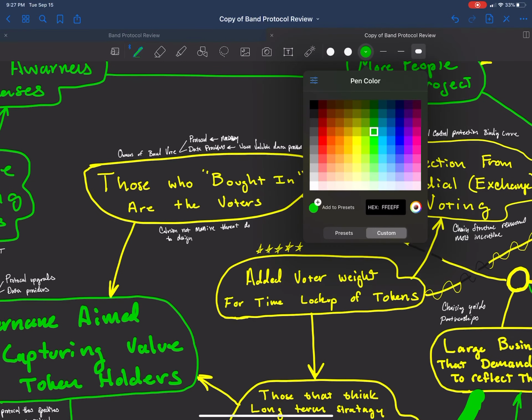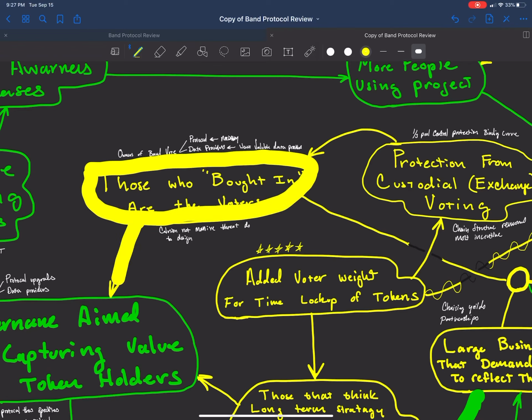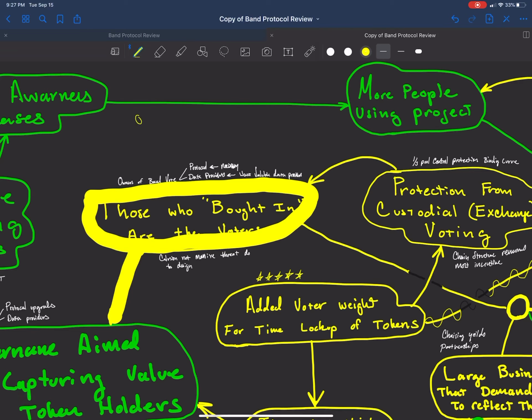So let's go here. Those who bought in are the voters. The way this project is designed, to get into the details of how this works, you have different data sets that give information to providers, and you have tokens that are generated for each one of these sets. It's like a little government working around these data sets, and the tokens for those data sets elect these people. Okay, so that's the way it works.